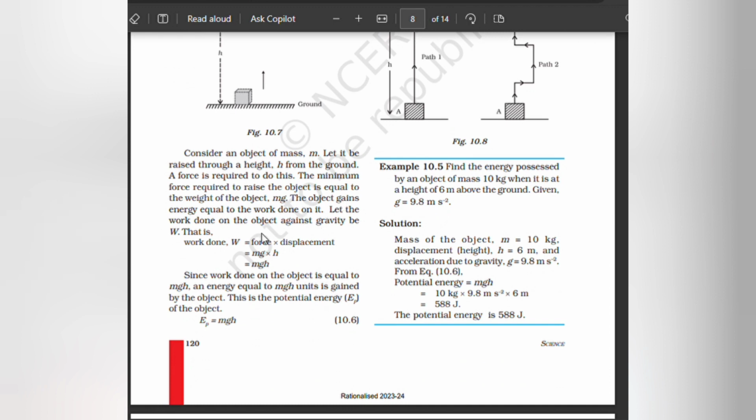Let the work done on the object against gravity be W. W is equal to force times displacement, that is mg times h, equal to mgh. Since the work done on the object is equal to mgh, an energy equal to mgh is gained by the object. This is the potential energy of the object.